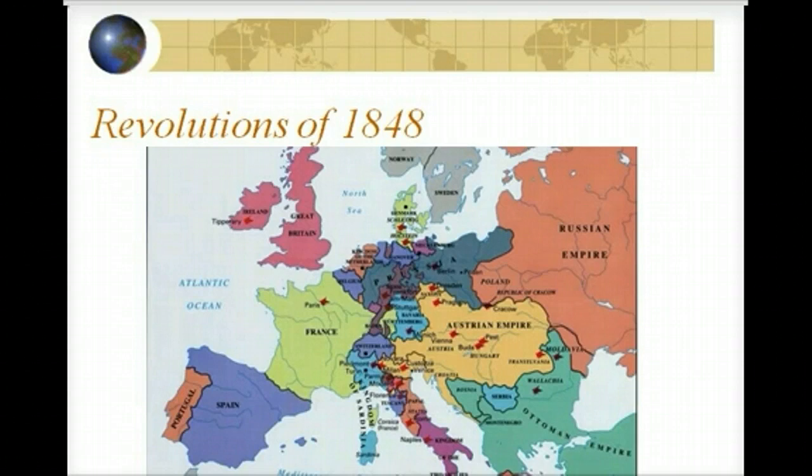So a thing to remember is that the continent is just now industrializing, but the working class is still in those hard times of industrialization. Remember when we talked about industrialization in England, the first years were difficult, but later on things improved for the workers. We're still in that difficult stage for workers on the continent. So keep that in mind as we go through the revolutions of 1848.